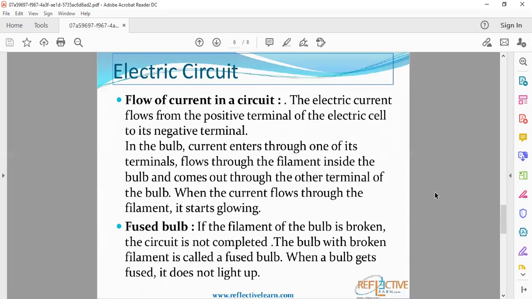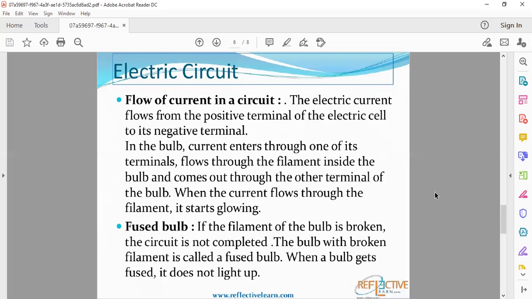There may be a question also: what makes a bulb glow, how does the bulb glow? When the current flows in through one of its terminals, passes through the filament inside the bulb, and comes out through the other terminal of the bulb, then we can say that the current is flowing through the filament as the bulb starts glowing.